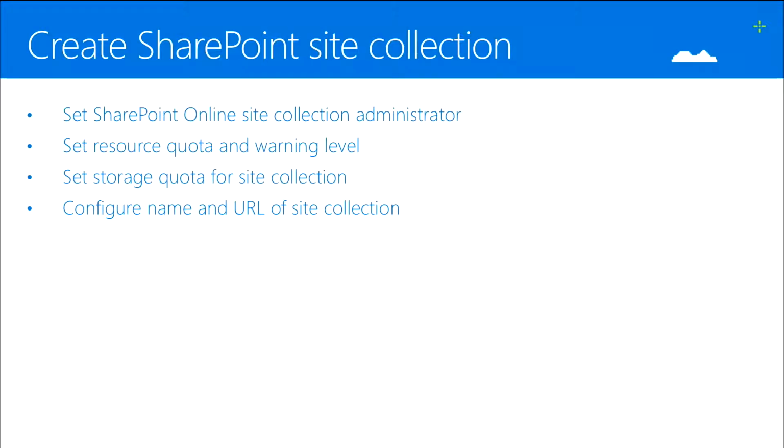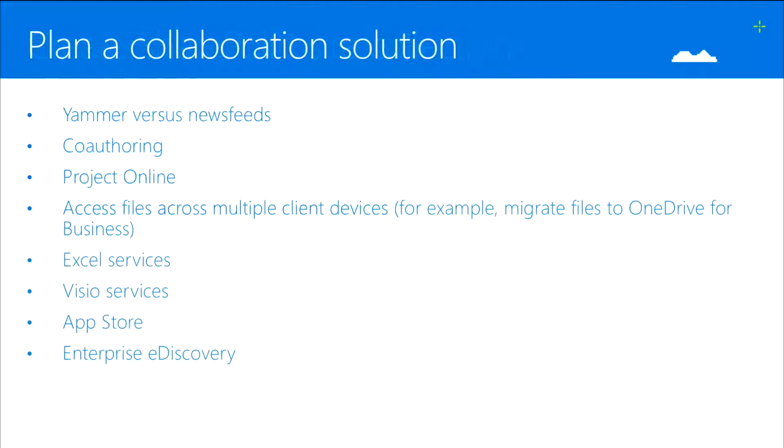Okay, so the next thing then is creating a SharePoint site collection. I showed you that. You can also set quotas and warning levels and storage quotas for the site collection. All of that is done in the tenant admin, as I just mentioned. The other thing that you can do there, of course, is you can also configure a name and a URL for the site. And this is all available in there.